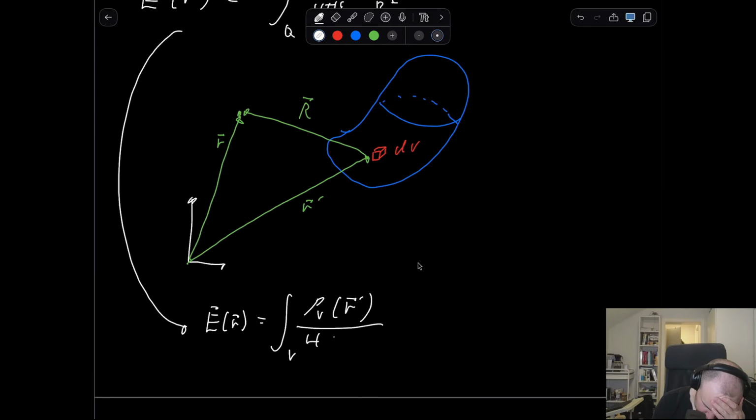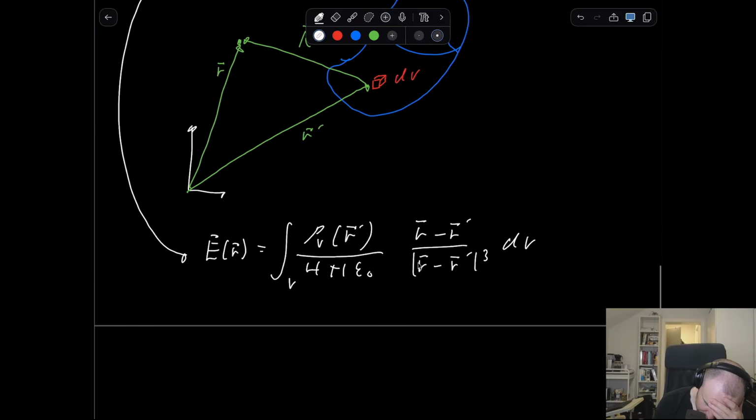All right, 4 pi epsilon 0, and then we can write the relative vector, r minus r prime, divided by the magnitude of r minus r prime, cubed. And we need, of course, the volume, dq there. Just to make it very clear that we are integrating over r prime, because that belongs to the object, we are also adding a prime to the volume, just like that.